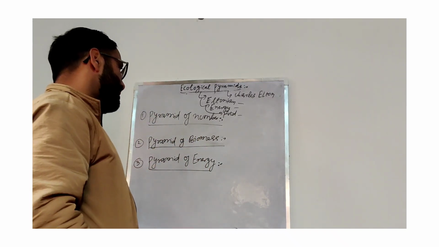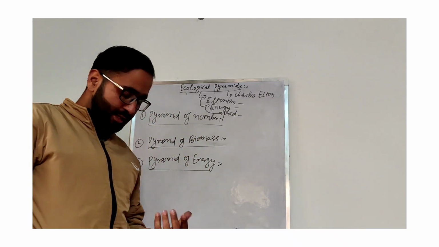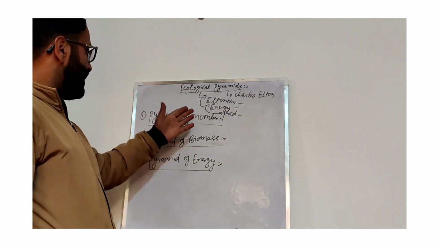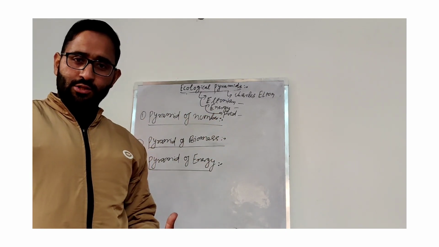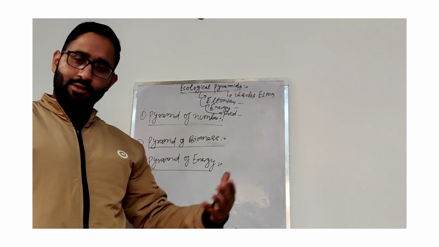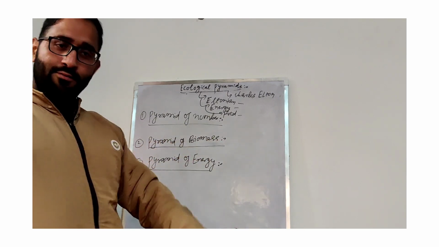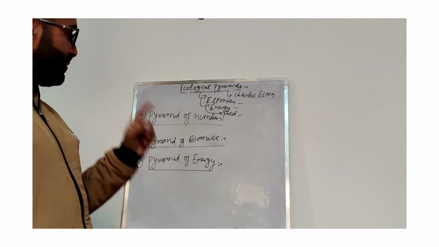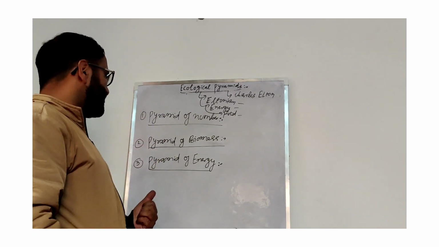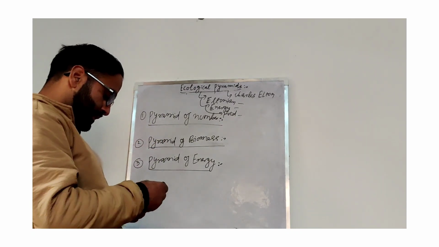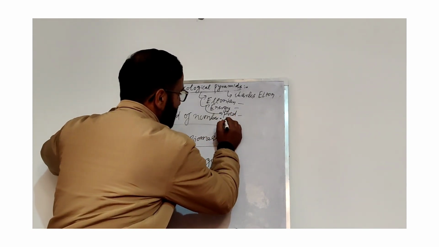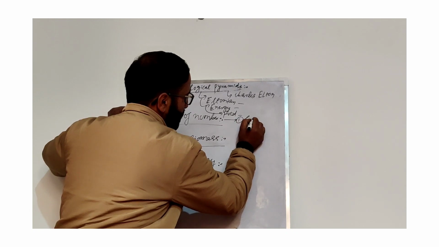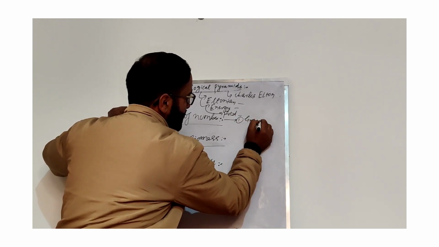We will start with pyramid of number. This pyramid is a graphic representation of the number of individuals present at different trophic levels of a food chain. We will take up different ecosystems. We will take up the grassland ecosystem first.